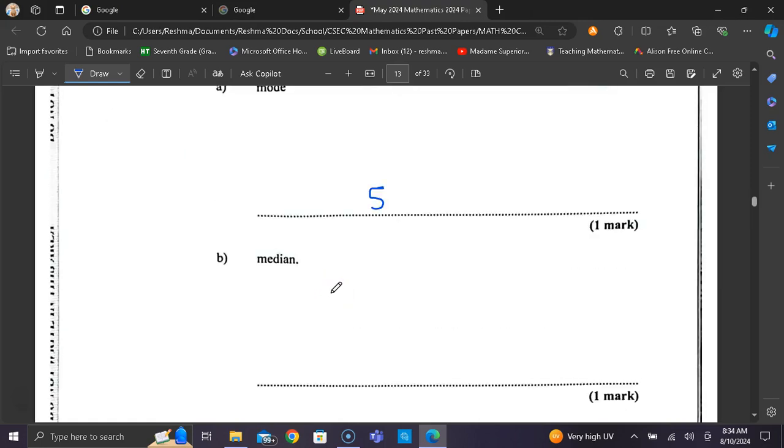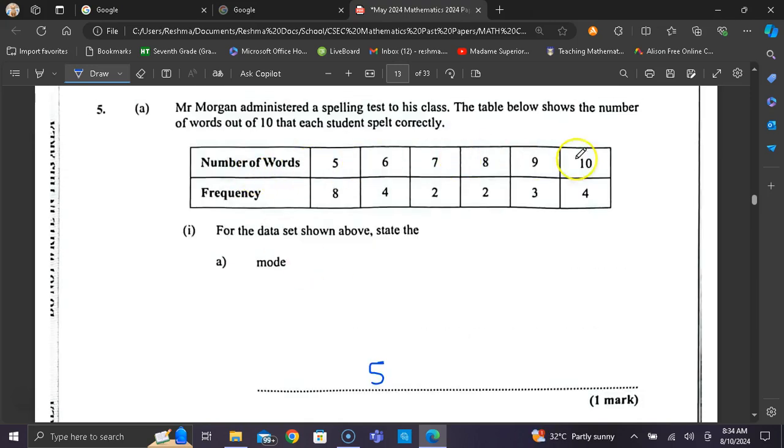So for part B, we need to find the median of the data set, and that's for 1 mark also. This is a discrete data distribution, and it's an ungrouped frequency distribution. So when we have to find a median, we have to do a cumulative frequency column, because for each value there is a corresponding frequency. If the number of words is 5 and the frequency is 8, it means the value 5 occurs 8 times, the value 6 would occur 4 times, the value 7 would occur 2 times, etc.